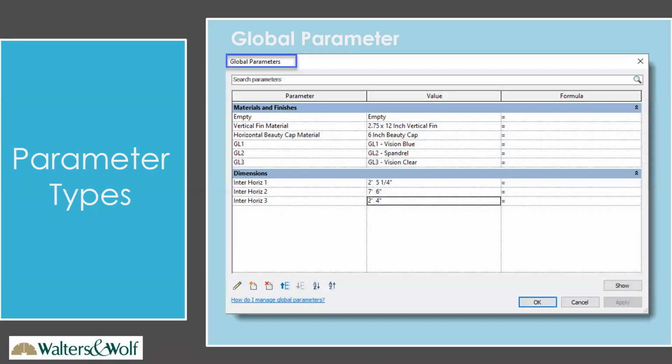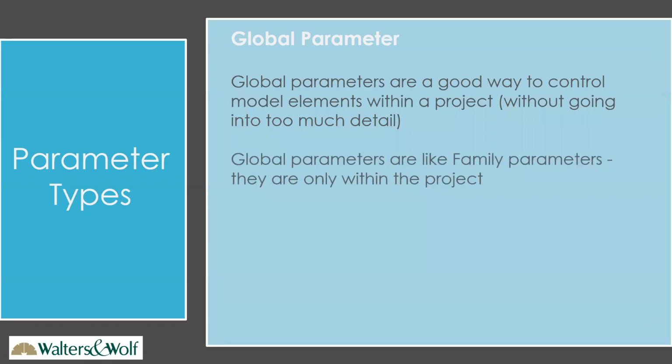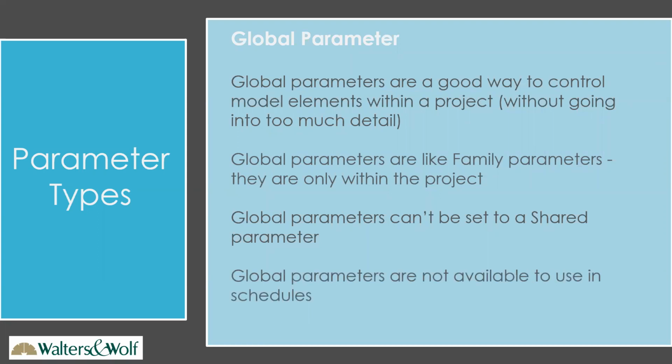In the case of this, we've got some heights that the guys are controlling in the frames. They always want interiors 3 to be 2'4", so they can grab that value in all the frames and associate it with this parameter. They change it here once and it's off. They don't have to change it in a bunch of places, which is really nice, but global parameters only exist in the project, they cannot be set to shared, and they are not available to use in schedules.